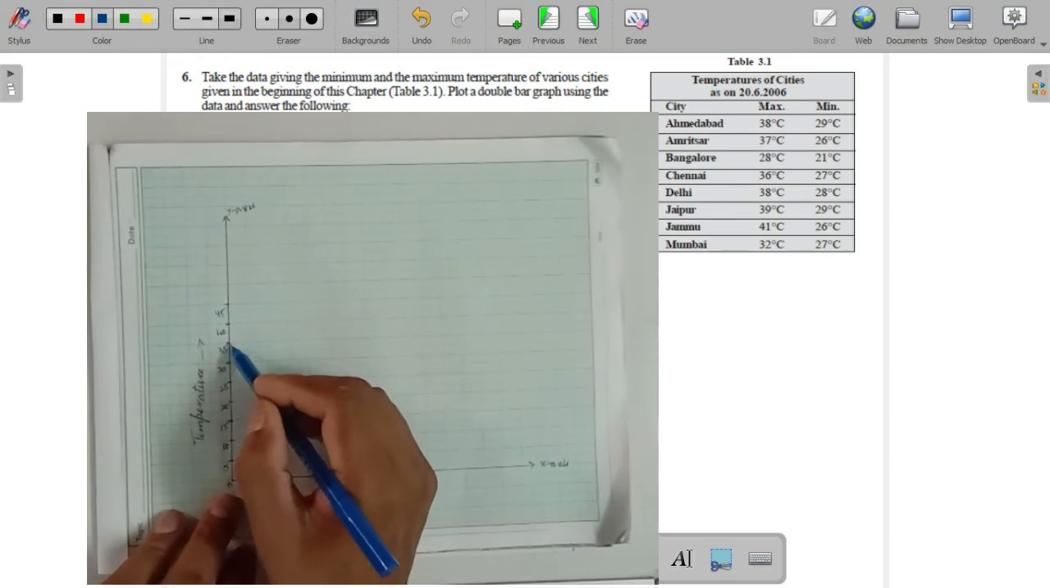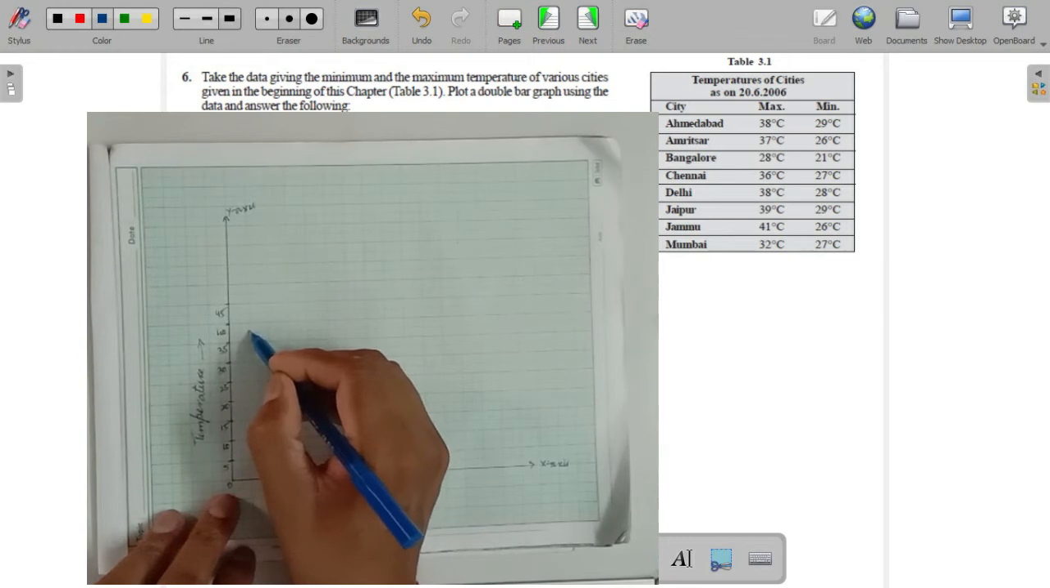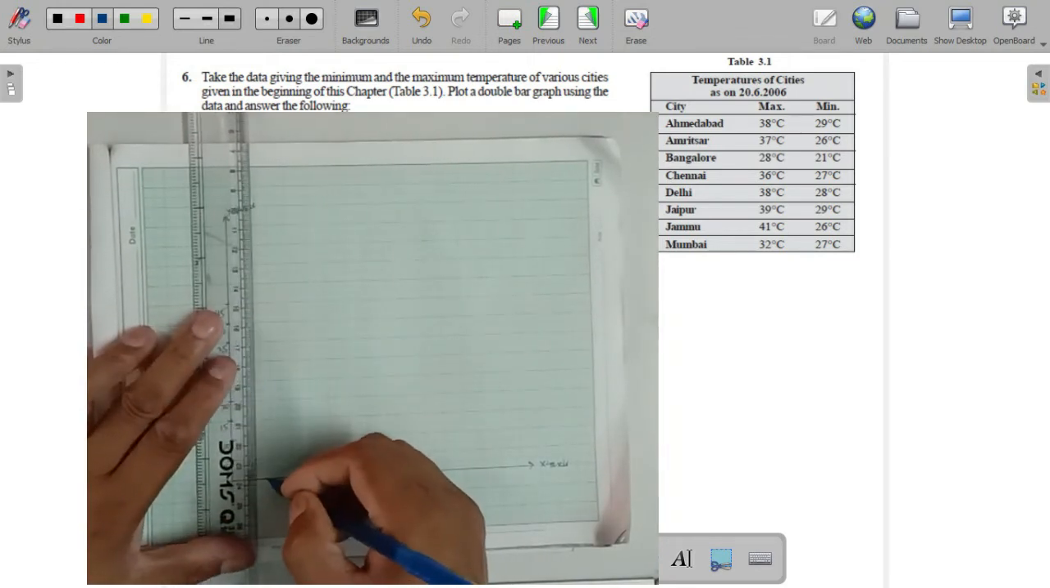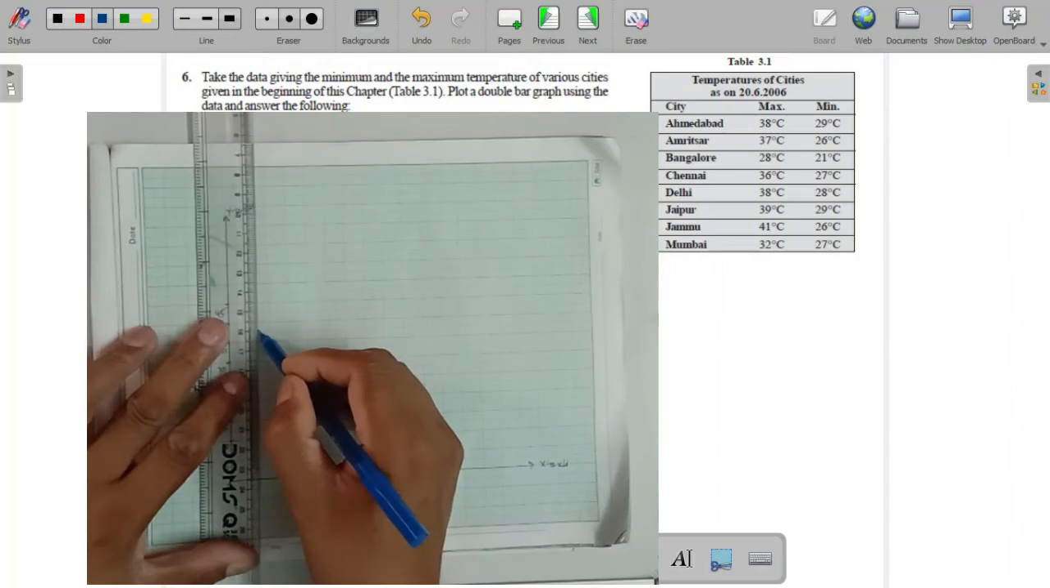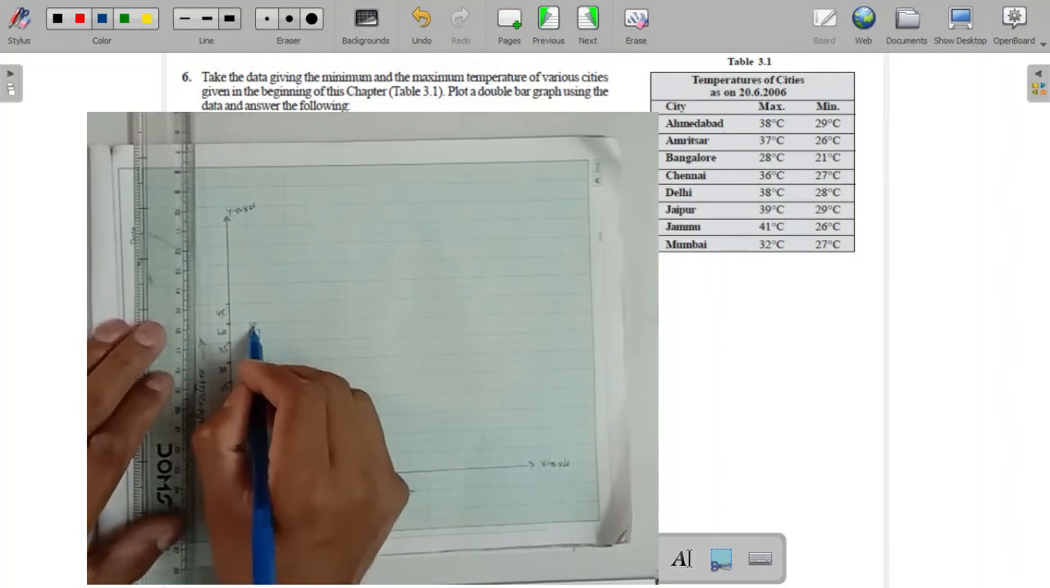So for 38, after 35, you have to draw 3 degree, that is 3 to the 6. After 35, take 6th line and join this. Then on x-axis take 5th line and join. Then write down 38. Say 38 degree.